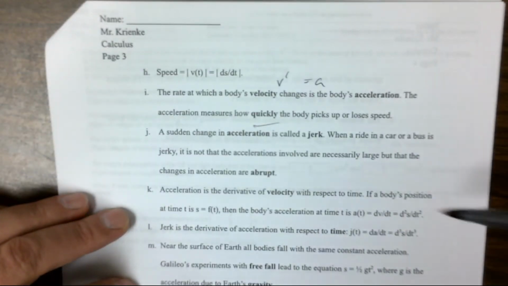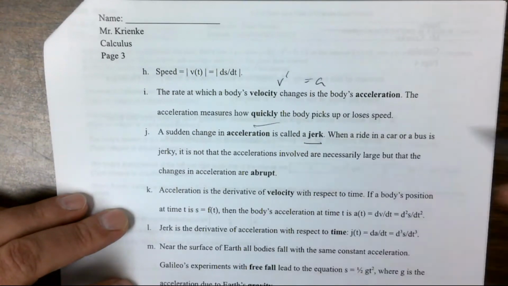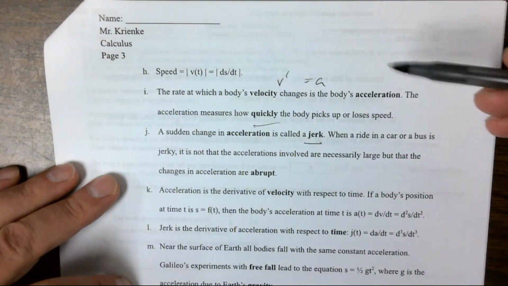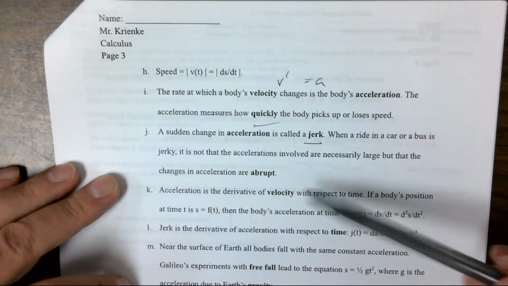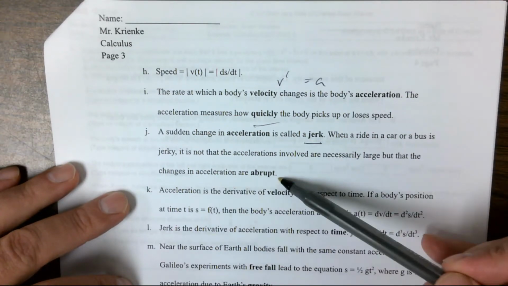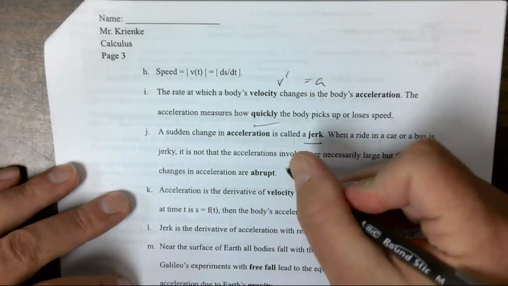Now, if you do have a sudden change in acceleration, it's called a jerk. That's when your head goes back and forth a little bit. When a ride in a car or bus is jerky, it's not that the accelerations are large, but the changes are abrupt. So like somebody brake checking.